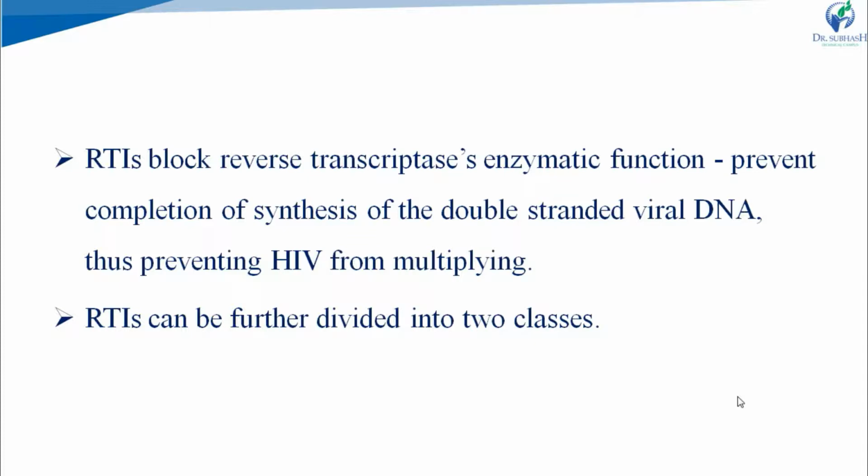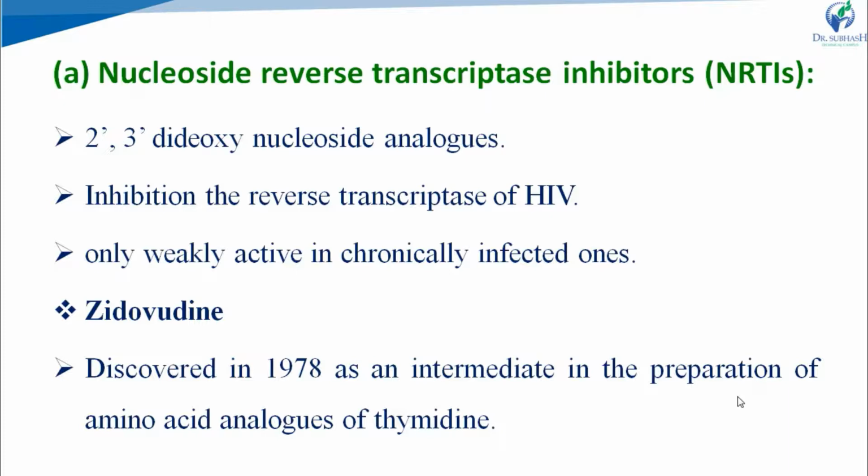They can be further divided into two classes. The first one is nucleoside reverse transcriptase inhibitors, as we discussed in the classification. These nucleosides are 2,3-dideoxynucleoside analogs. They cause inhibition of the reverse transcriptase enzyme of HIV. But these nucleosides must be bioactivated by phosphorylation. The derivative gets bioactivated by phosphorylation using the host enzyme kinase, and is converted into triphosphorylated derivatives, that is nucleotides. These nucleotides inhibit the enzyme. Next, this type of drug is only weakly active in chronically infected cells. They are only effective in acute infection.